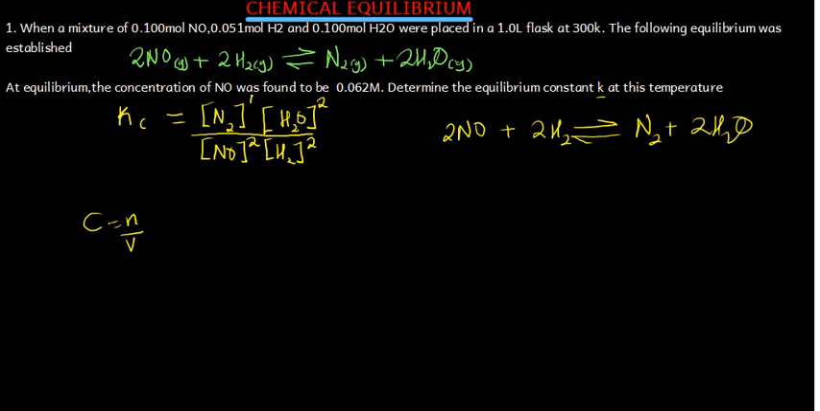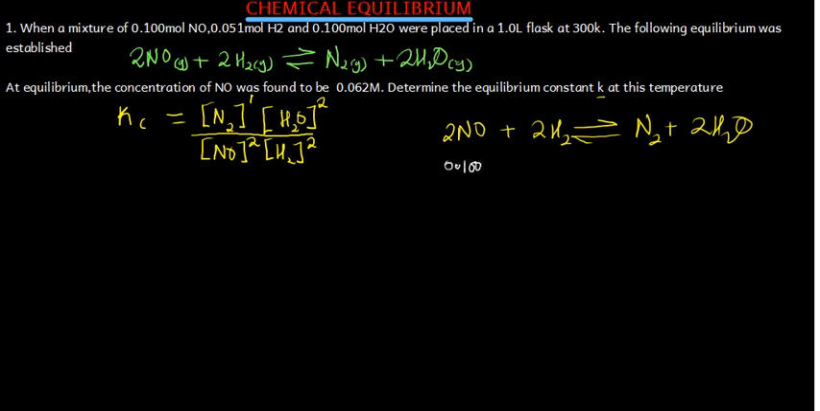You are always using 1 in the denominator. 1 into anything that you put on top will be itself, isn't it? So in other words, in this case, the number of moles is just equal to the concentration, because we're always dividing by 1. So the initial concentration of nitrogen monoxide is 0.1, isn't it?